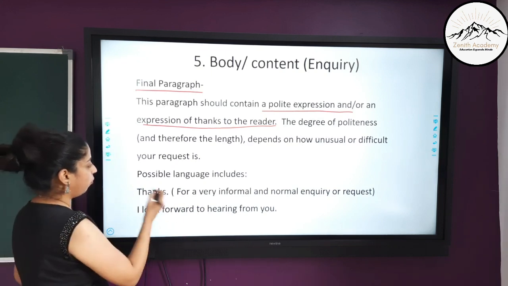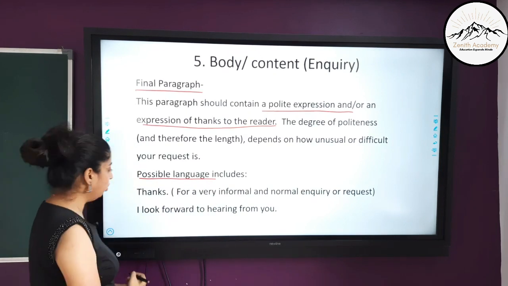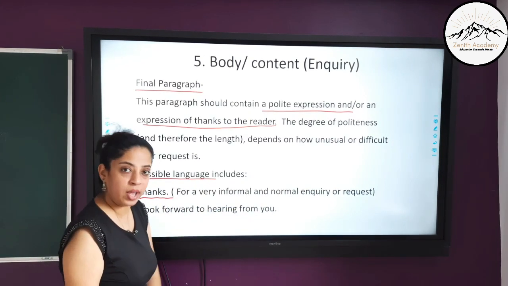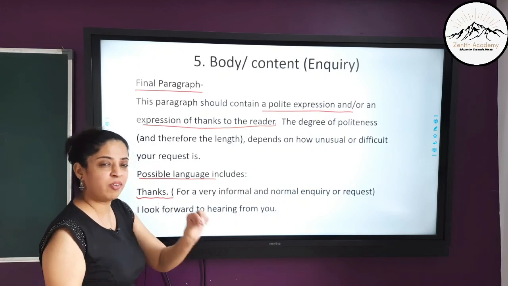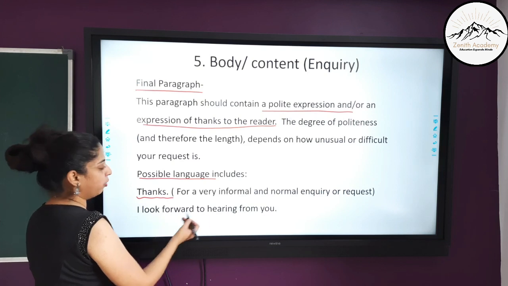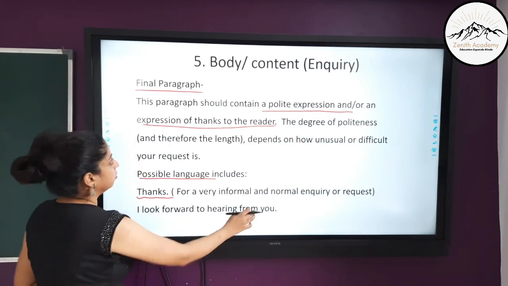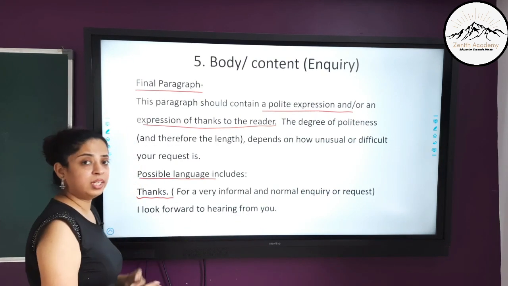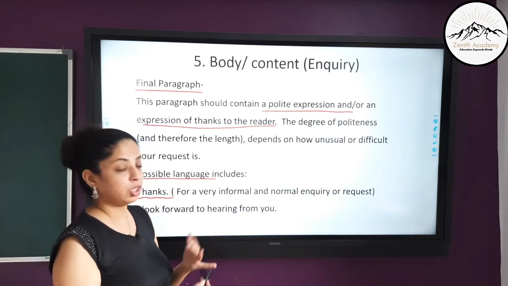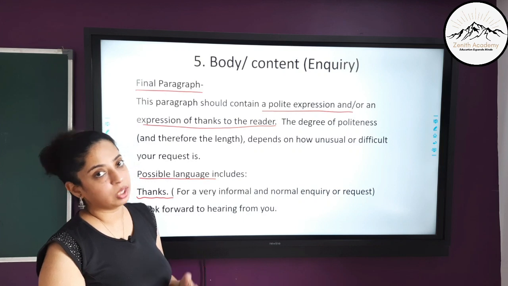So what is the possible language that you can include? Thanks. For a very informal and normal inquiry or request, if you are making a very normal inquiry, then you should write, I look forward to hearing from you. So this was all about inquiry. So these are the two types of formal letters, letter to the editor or an inquiry letter.